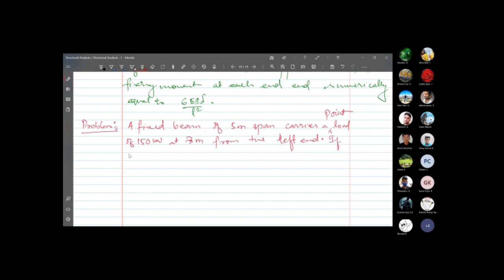if the right end sinks by 1.5 meters, sorry, not meters, 1.5 mm, find the fixing moments as well as the reactions at support.